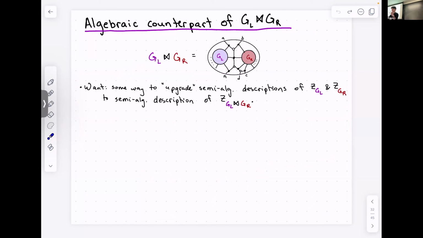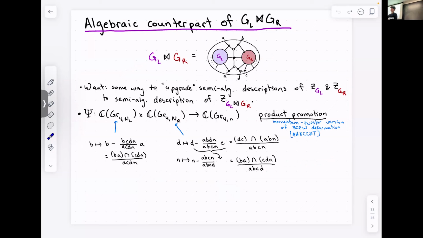So the scenario that we're thinking about is we already have semi-algebraic descriptions of the tile corresponding to this left graph. And we also already have a description of the tile corresponding to the right graph. And now we want to upgrade the semi-algebraic descriptions for the two sides into a semi-algebraic description of the tile corresponding to this big graph. So what we do is we define a map, psi, called product promotion. And this map is exactly the upgrade map.